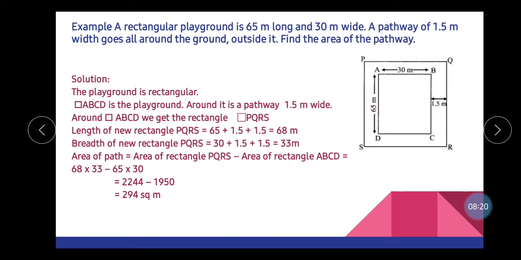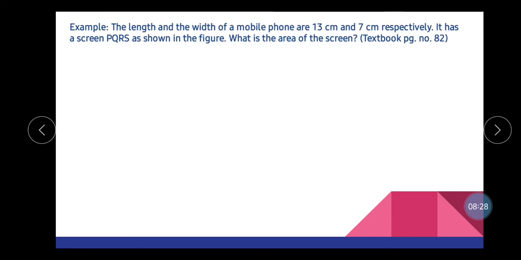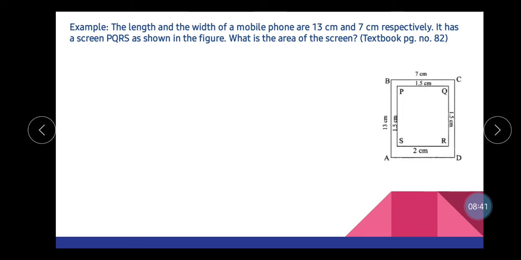All these examples you are supposed to write in your notebook with the diagram. The next example. This is an interesting example. The length and the width of the mobile phone are 13 centimeter and 7 centimeter respectively. It has a screen PQRS as shown in the figure. What is the area of the screen?